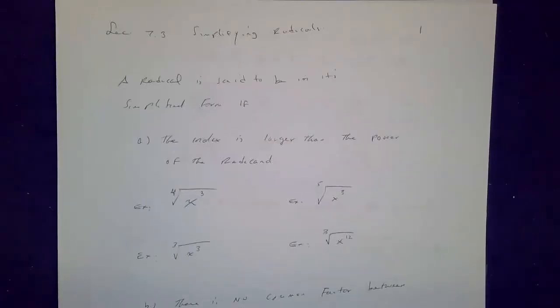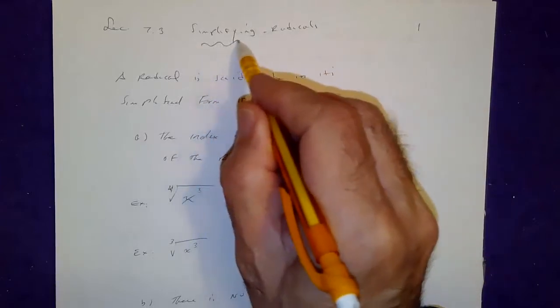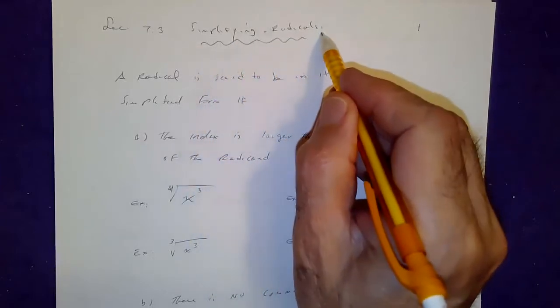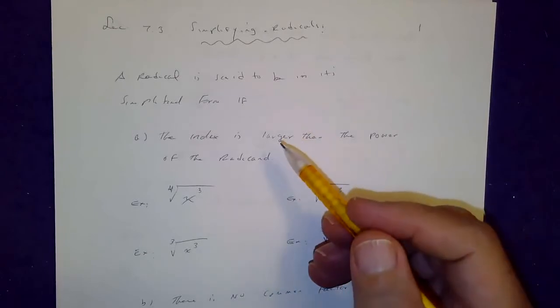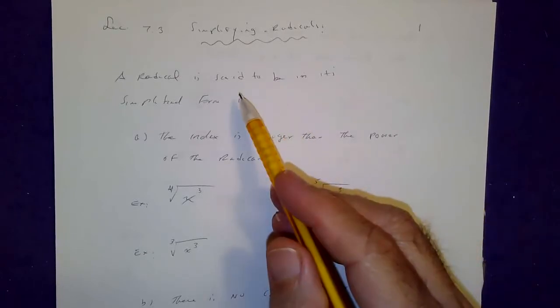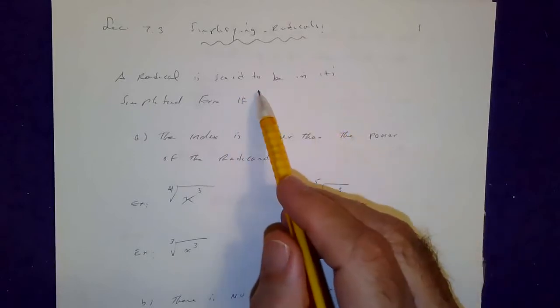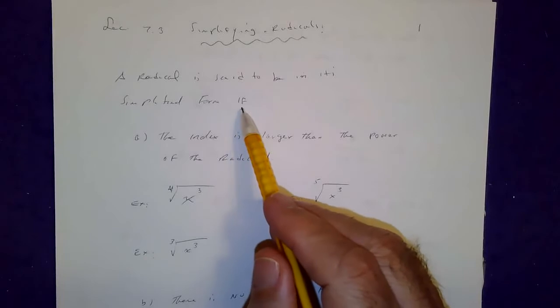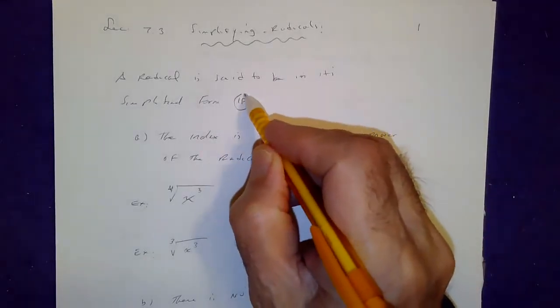Section 7.3, simplifying radicals. How do you simplify radicals? Well, to begin with, what kind of radical is called a simplified radical? A radical is said to be in its simplified form if you follow these conditions.